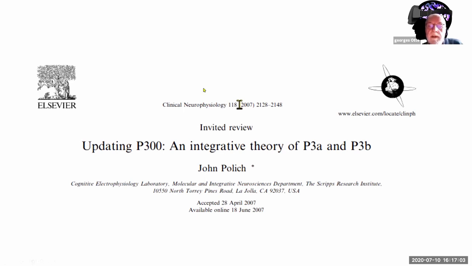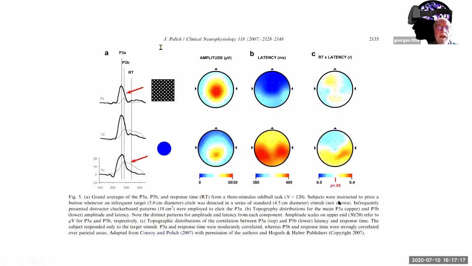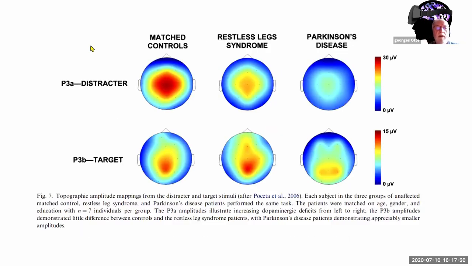So here you have the article of John Polich, who is working at Scripps in La Jolla, California, and this already dates from 2007, but it is still a very good survey on the difference of P3A and P3B. And here you see, for instance, his P3A paradigm, which is a bit earlier than the P3B, which comes a bit later. This is a P3A, this is a P3B. And you can see that the P3A has maximal amplitude in the frontocentral part, while the P3B is more pronounced at the central parietal level.